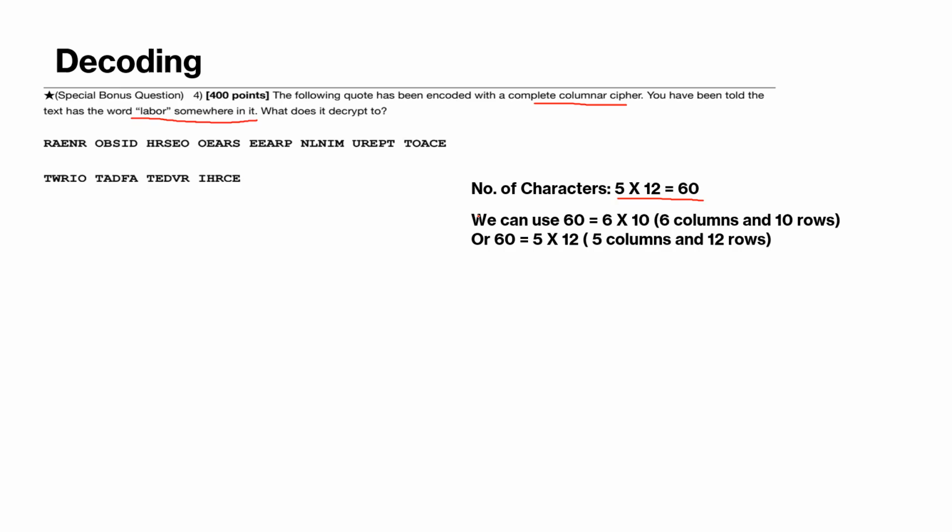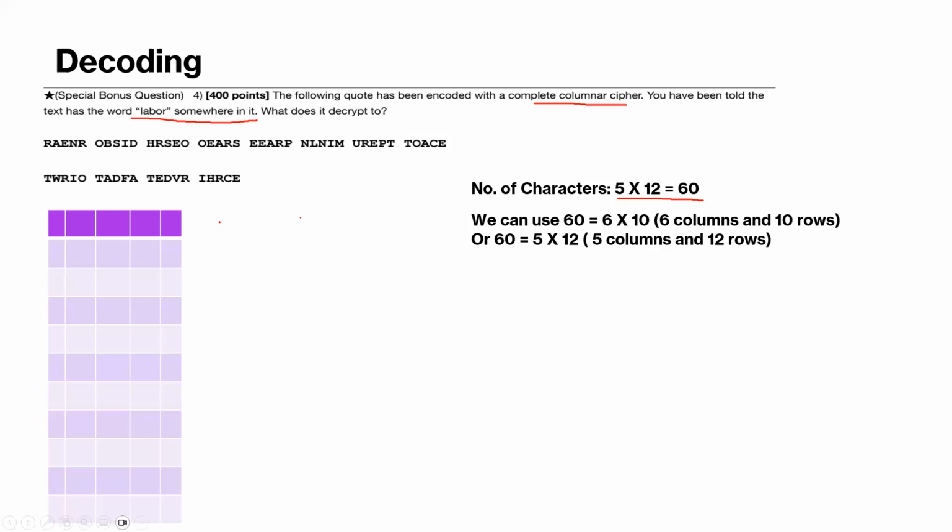We can start with 5 columns and 12 rows, and then see whether we can find "labor" somewhere in that pattern. If we can't, then we will switch to 6 columns and 10 rows. So let us see how we go about it.